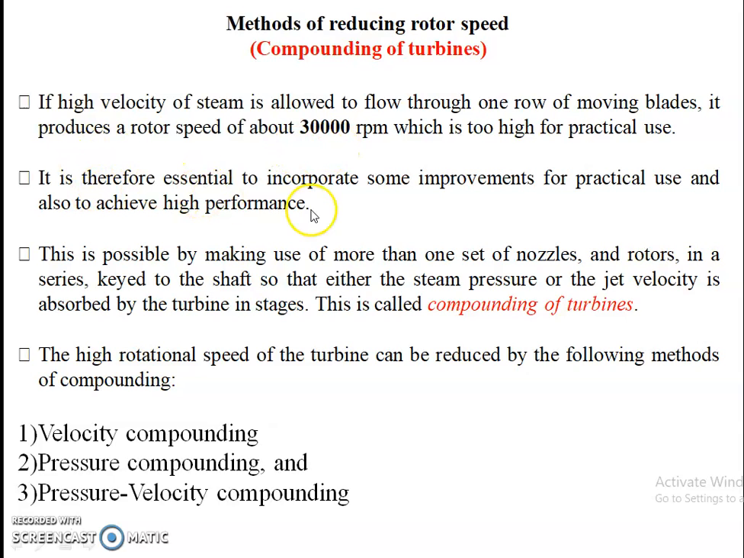It is therefore essential to incorporate some improvements for practical use and also to achieve high performance. This is possible by using more than one set of nozzle and rotor in series, keyed to the shaft, so that either the steam pressure or the jet velocity is absorbed by the turbine in stages. This is called compounding of the turbine. The high rotational speed can be reduced by the following methods of compounding: first, velocity compounding; second, pressure compounding; third, pressure-velocity compounding.